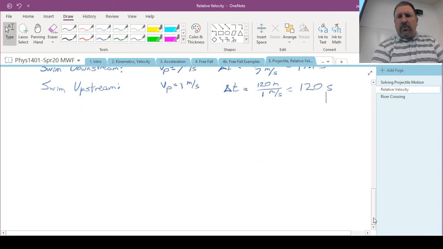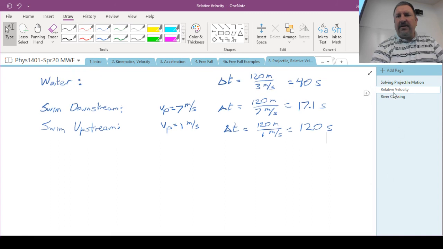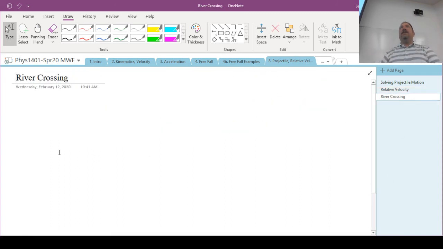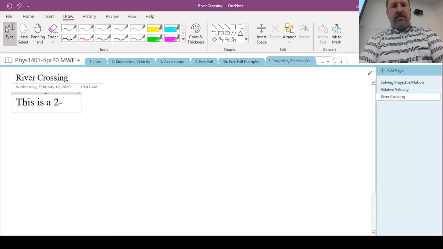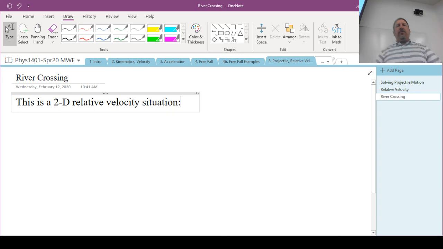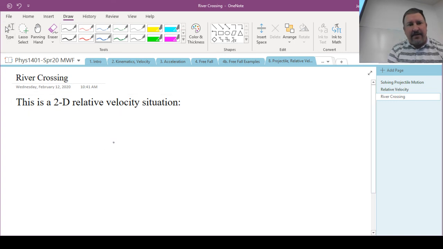Now, let me just do one little thing about the idea of river crossing, because I know some of you are working on homework 2 to try to finish it by tomorrow night. River crossing is inherently a two-dimensional relative velocity situation. And of course, you can make your drawing any way you want. I think in our homework questions, the river is left or right. So I'm going to make my drawing like that.